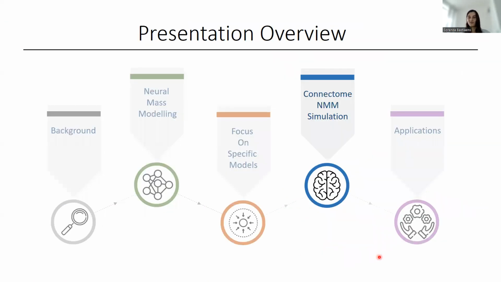So now we have seen different neural masses and what is possible. Now I'm going to go over how these are used, because they each represent parts of the brain, but not the whole brain activity. And this is where the connectome neural mass model simulation comes in.